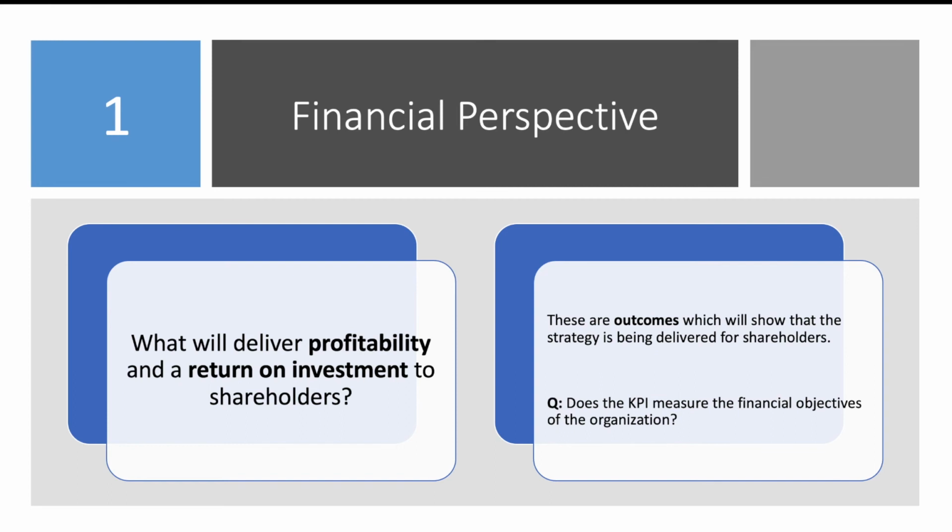Okay. For example, sales revenue per month. Has this been met or not? Distribution cost per month. ROI per annum. So what is this talking about? Profitability or return on investment, ROI, to shareholders.